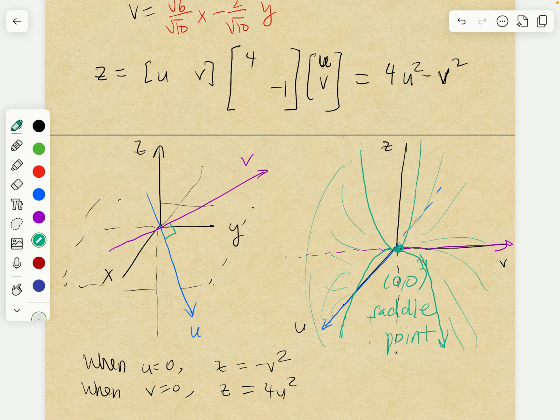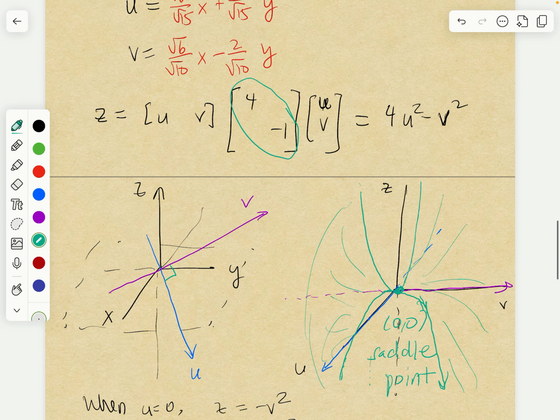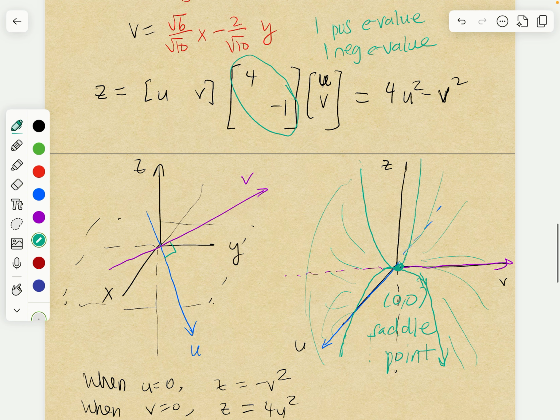And what's going on is that the eigenvalues here, we have one eigenvalue that's positive and one negative eigenvalue. If we had, instead of negative 1, something like positive 1, then your z in terms of u and v is going to be 4u squared plus v squared, and then it's going to be an upward pointing bowl. And then if you had negative 4 and negative 1, then you're going to get negative 4u squared minus v squared, and then you're going to get an upside down bowl.